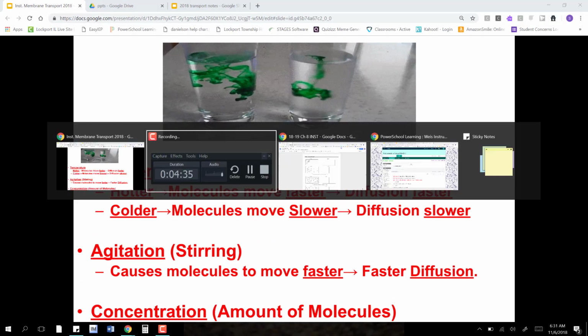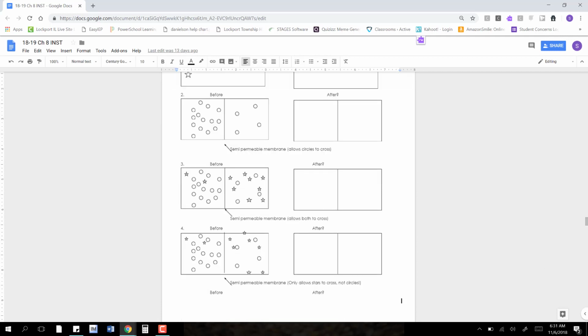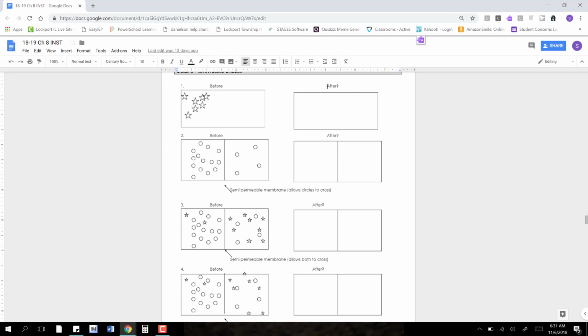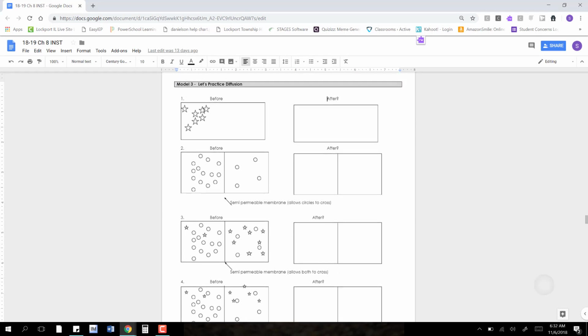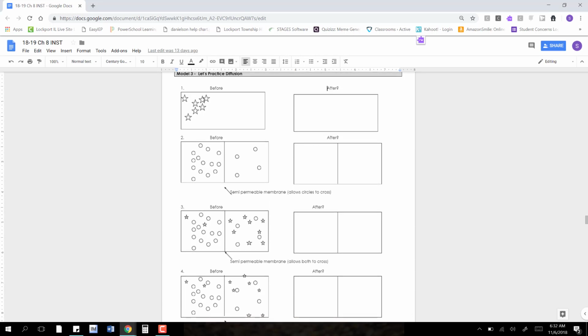And you guys are actually going to open up your packets to page 13. On page 13, again, if you need to hit pause to get there, we are going to practice diffusion. What you guys are going to do is you have before pictures, and you are drawing after pictures. At the top of your paper, I want you to write high to low, because again, we're going from an area of high to low. And then underneath that, I want you to write equal.